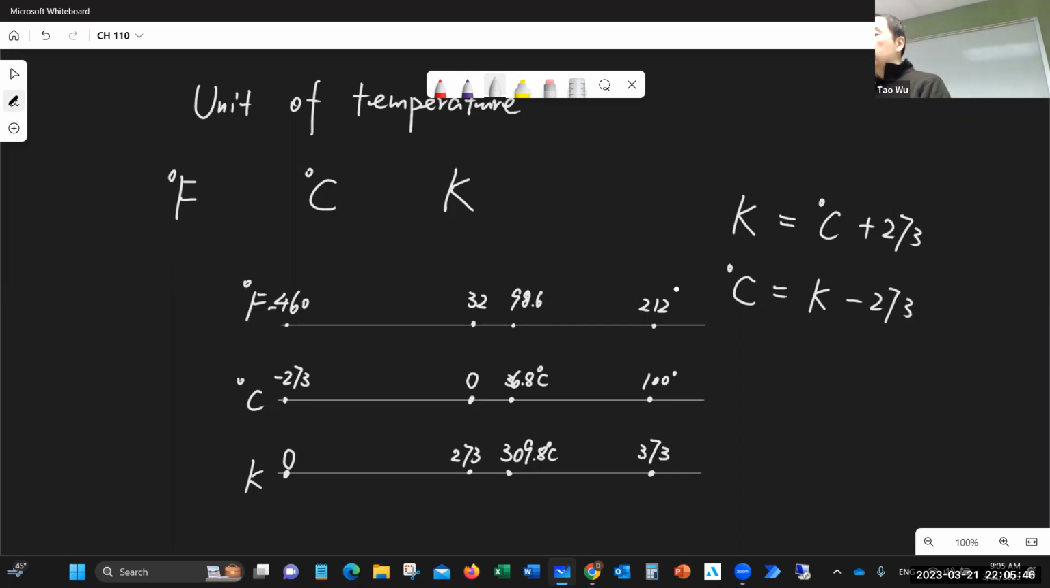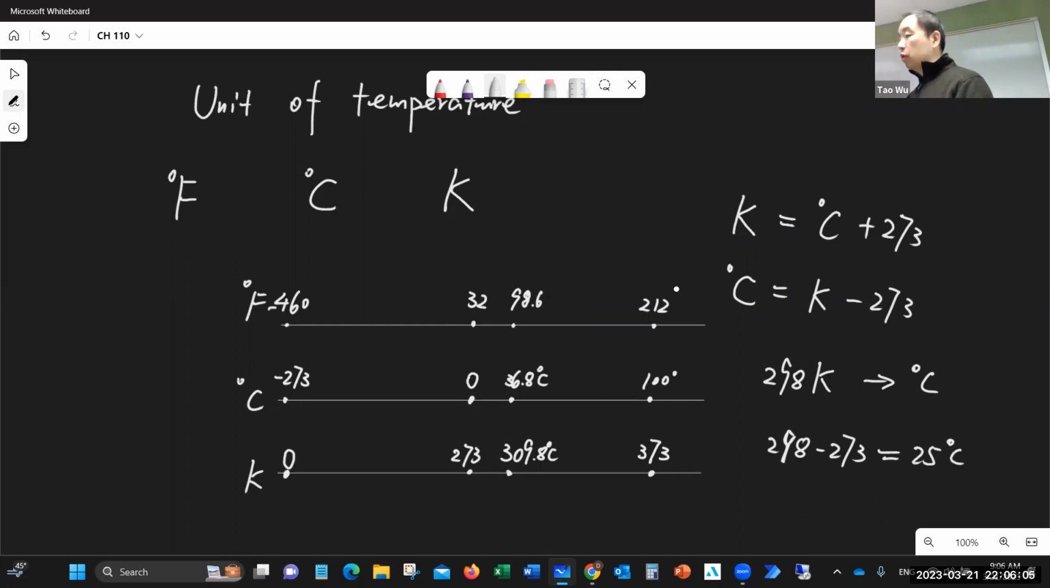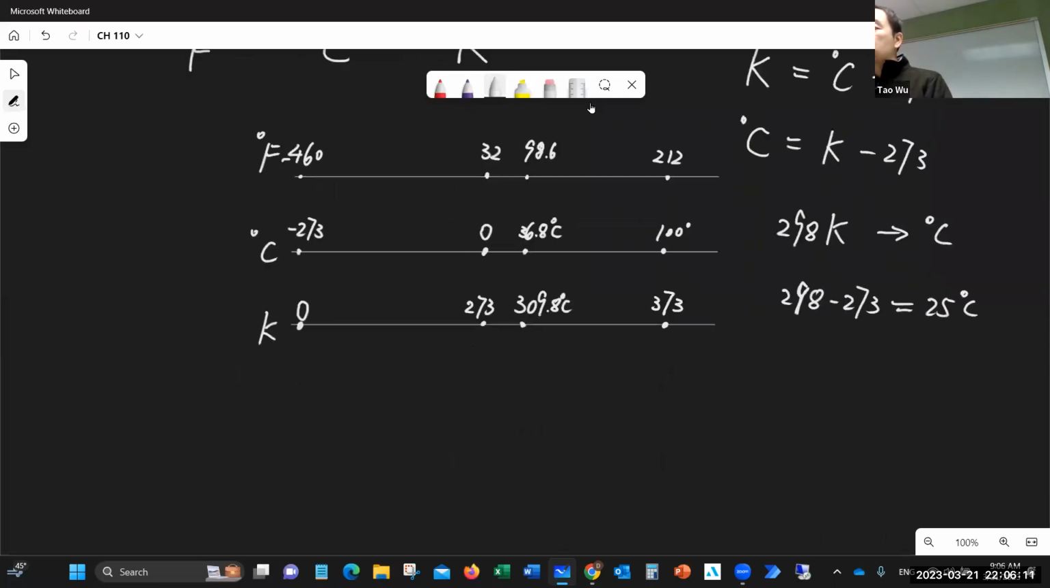So if we talk about 298 Kelvin to Celsius, then that's just 298 subtract 273. Then this gives you 25 Celsius. So 25 Celsius is room temperature. That is just 298 Kelvin. Okay, so that is the unit change between Kelvin and Celsius.